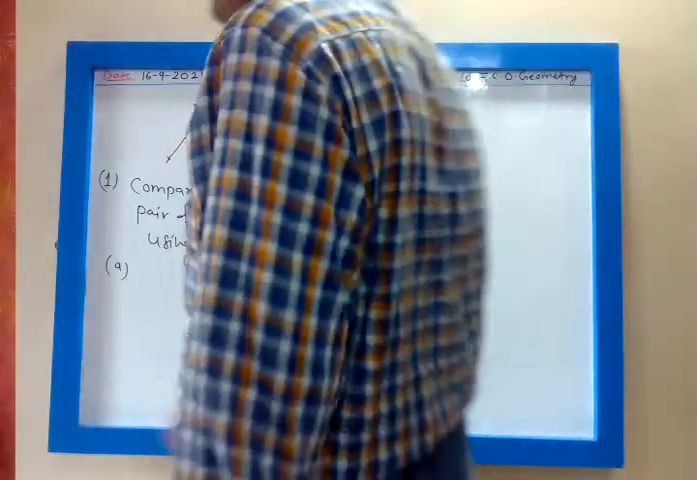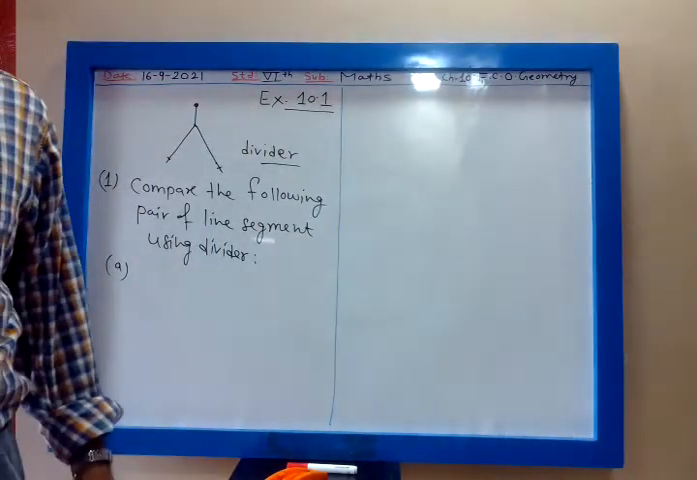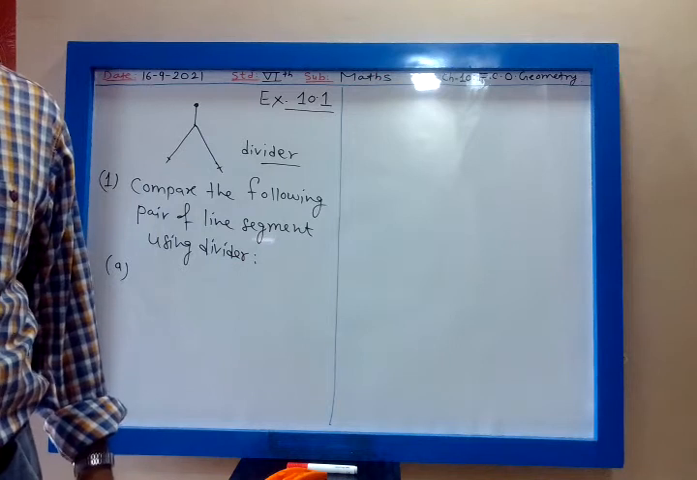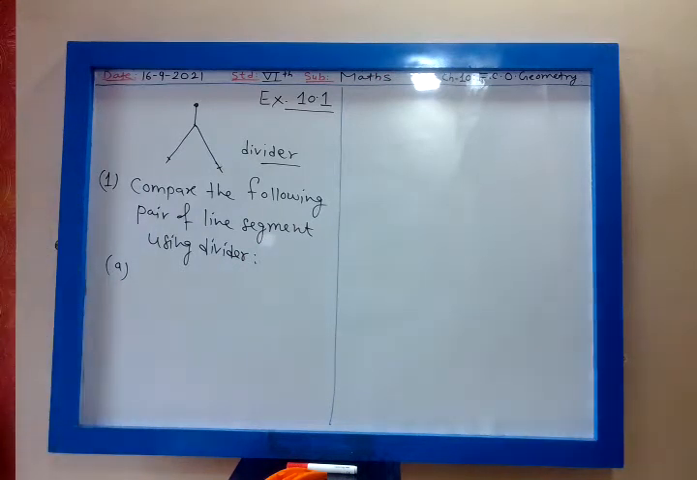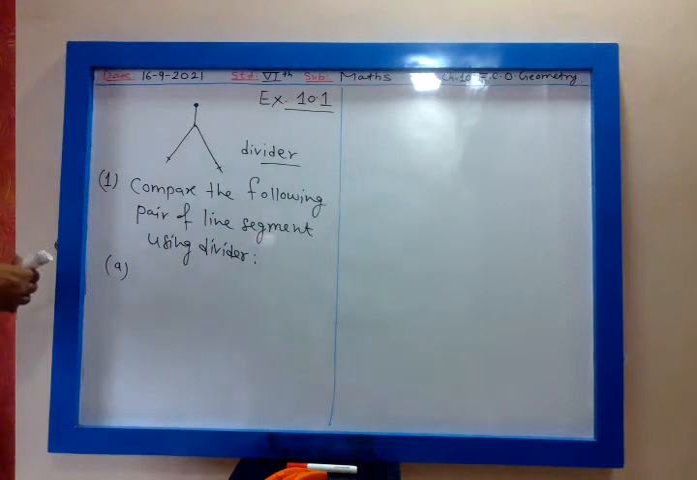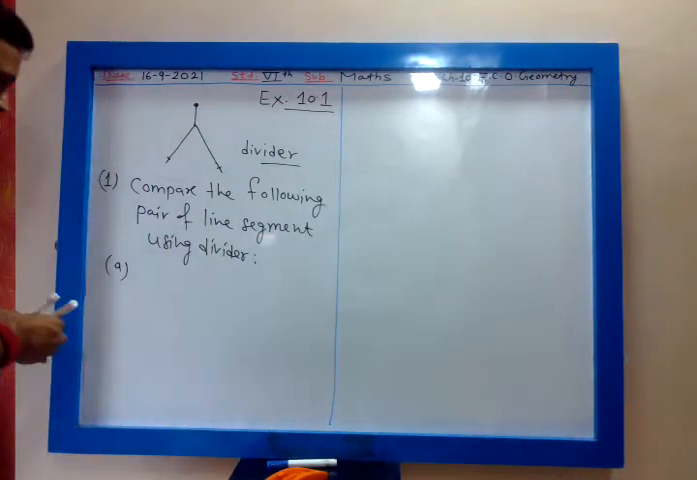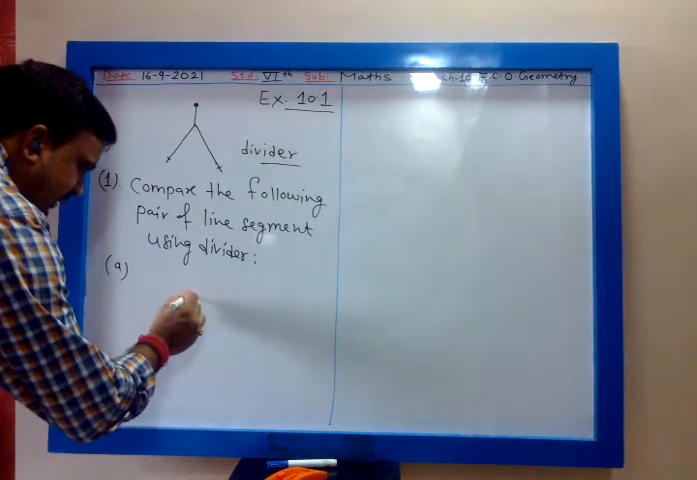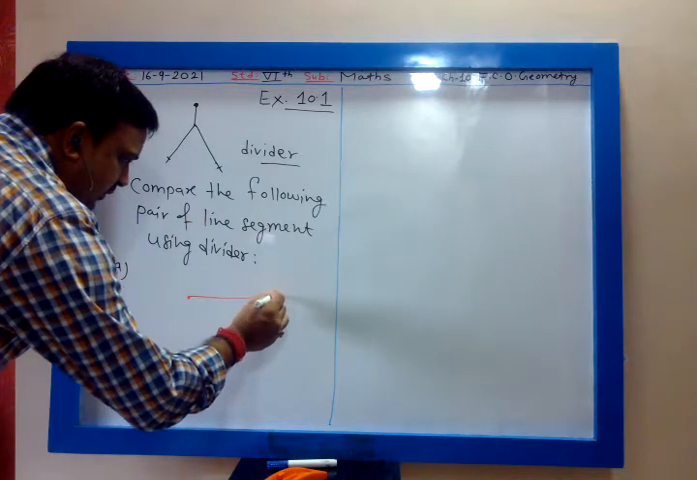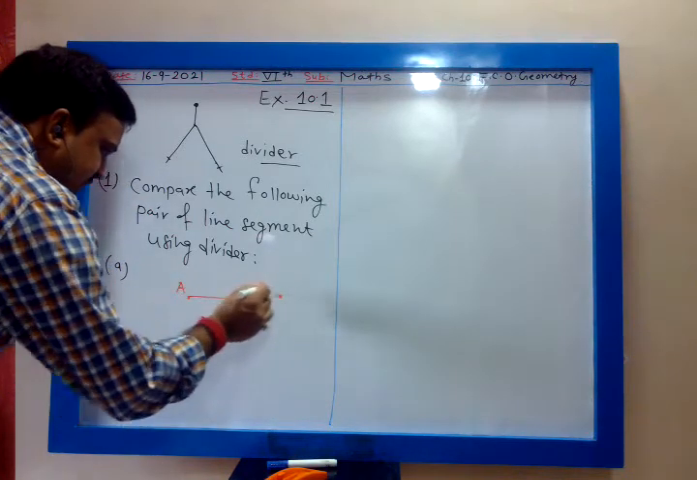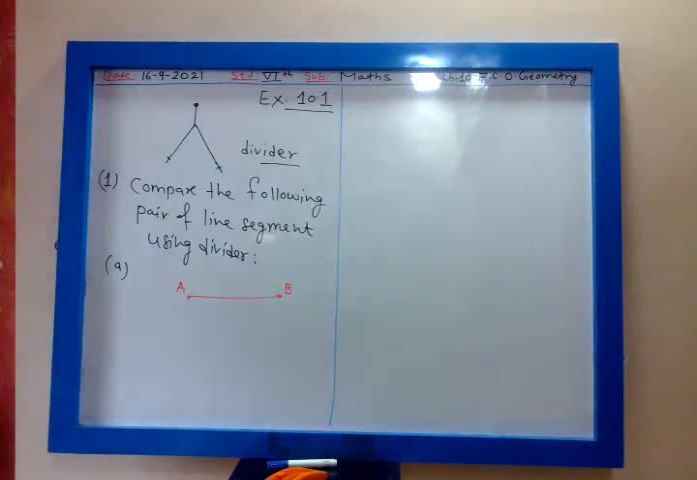Compare the following pair of line segments using divider. So your line segment is AB. This is my line segment AB. Yes, AB is a line segment.